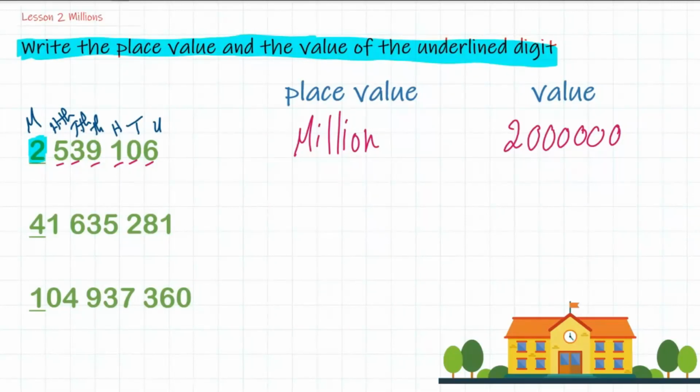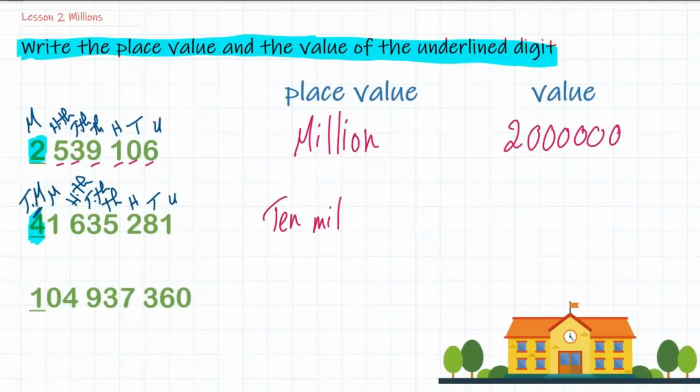We have here the underlined digit is 4. Let's write the place value of each digit in this number. We have units, tens, 100, 1000, 10,000, 100,000, million. After million we have 10 million. So our number here is in 10 million place.